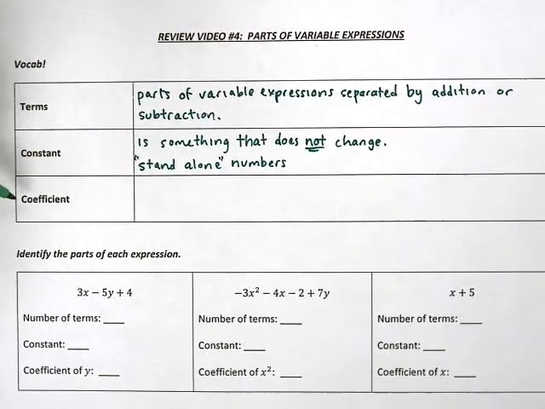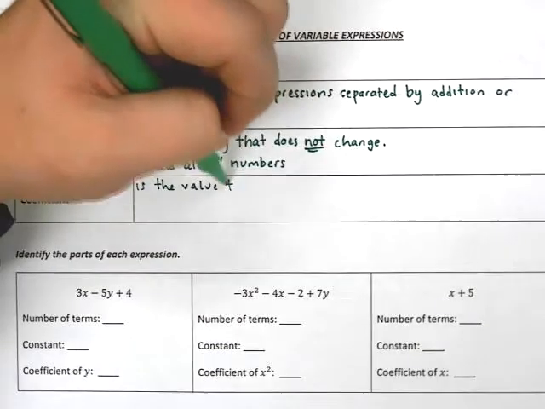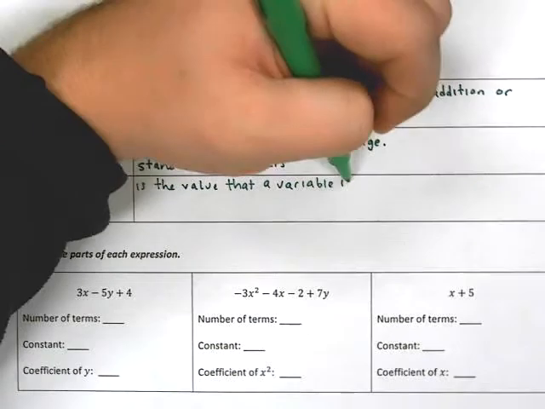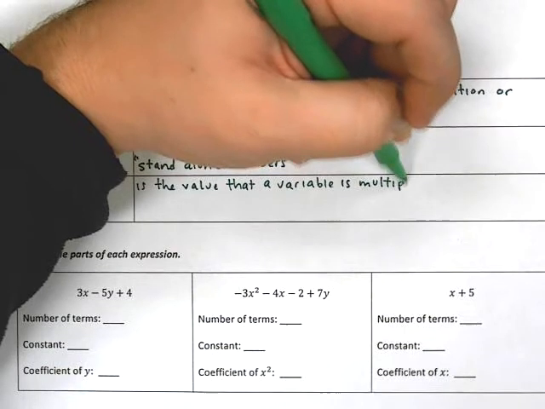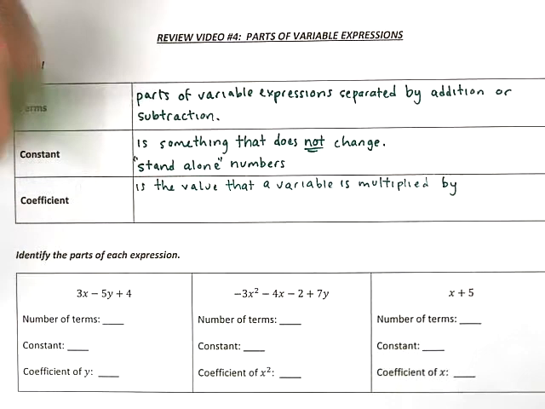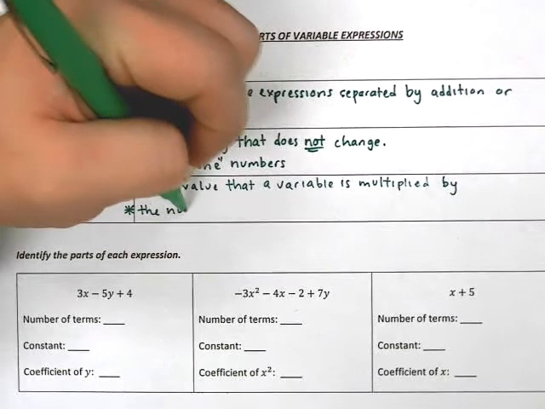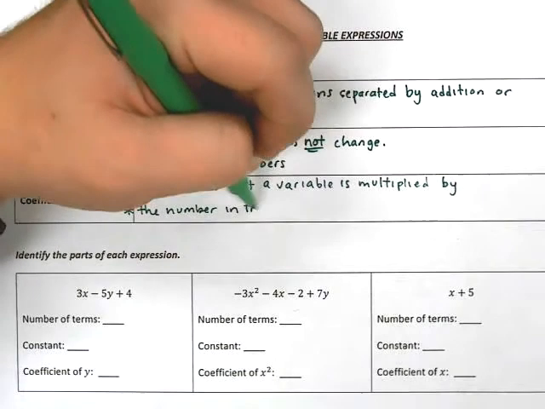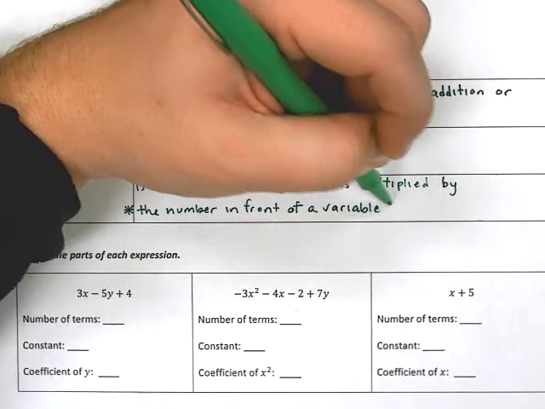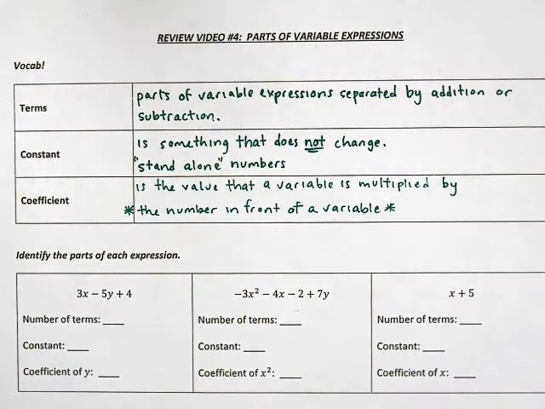Now the last kind of vocabulary word that we need to go into is the word coefficient. Okay, the coefficient is the value that a variable is multiplied by. And the easier way to think about this is the number, I'm going to put a star by this, the number in front of a variable. The number in front of a variable. Okay, so that's the easier way, I'd say, to remember what a coefficient is.